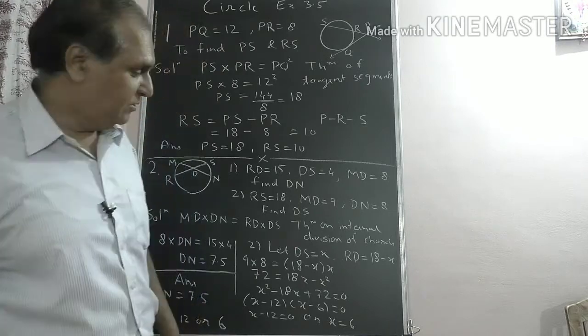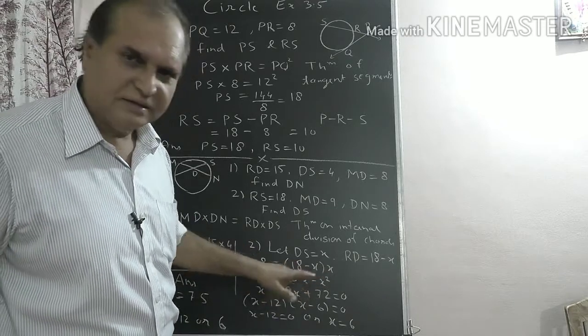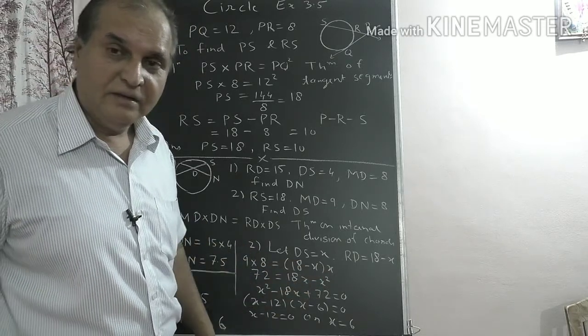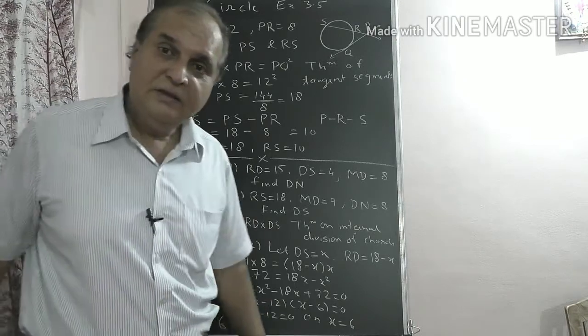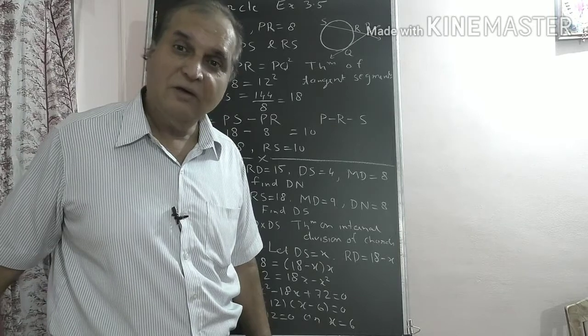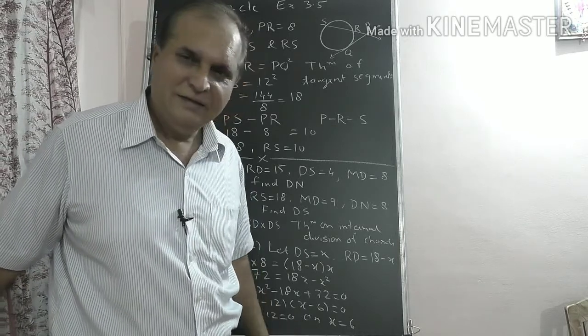Remember, a quadratic you factorize very simply. Find the factors of 72 whose addition is minus 18. How to factorize? Practice. You refer to the quadratic equation chapters, my video on quadratic equation. There are different methods, but factorization is easy here.